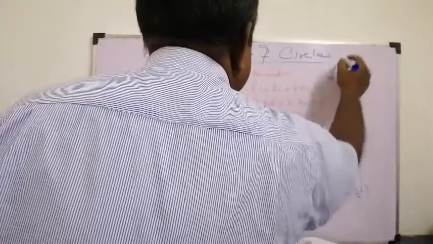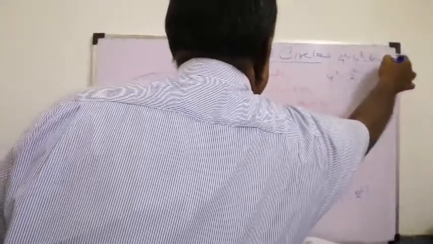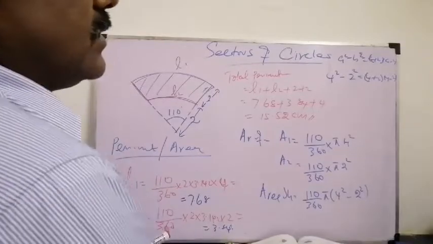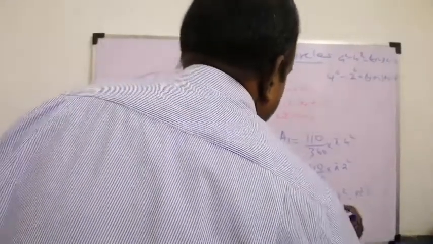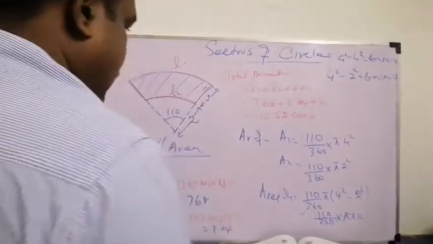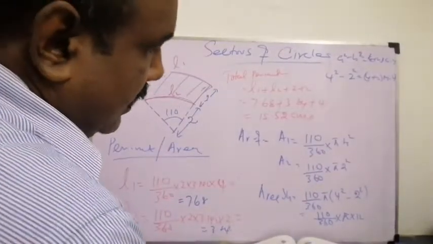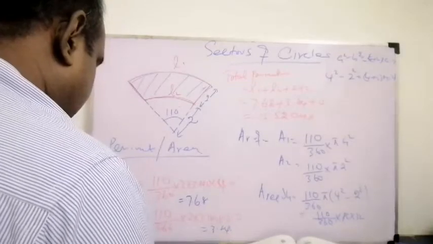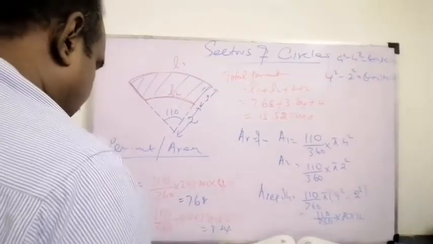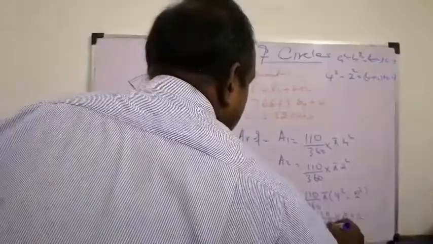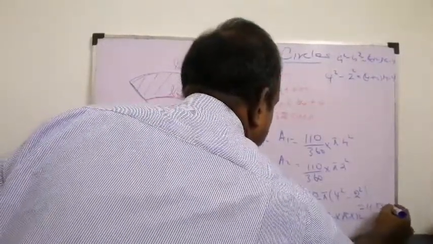Right? So we know 4 squared minus 2 squared, in the sense a squared minus b squared, is equal to a plus b into a minus b. So it's going to be 4 plus 2 into 4 minus 2. 4 plus 2 is 6. 4 minus 2 is 2. 6 into 2 is going to be 12. So 110 over 360 multiplied by pi into 12. Right? So if you simplify, 110 divided by 360 multiplied by pi multiplied by 12, you get the answer 11.52 centimeters squared.